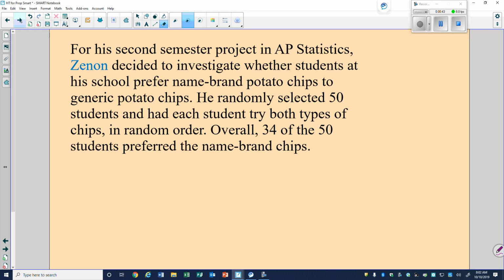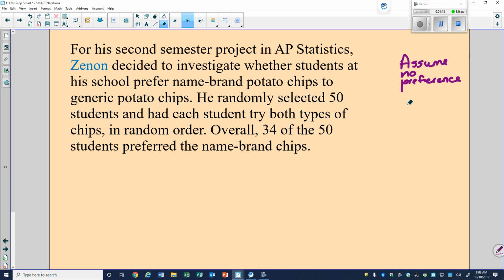He did an investigation. He wanted to see if the students at his school preferred name brand potato chips over generic potato chips. So he randomly selected 50 students from his school and had them try both of the chips in a random order. And overall, 34 of the 50 students that he sampled did prefer the name brand chips. So what I want to do from the very beginning is assume that there is no preference here.